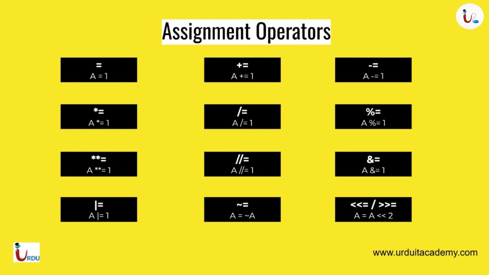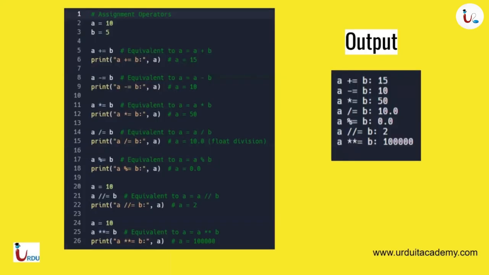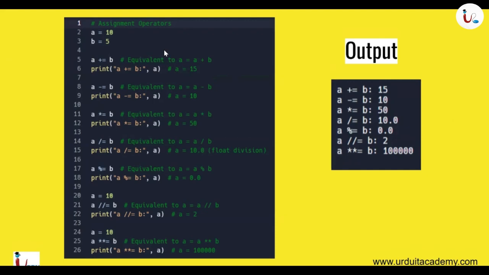Same way we have the exponent, floor division, and the bitwise operators as assignment operators. This is a sample program. We have values for A and B, and a random value. I just gave A equal to 10, B equal to 5. And I'm just using the assignment operator. First one is A plus equal to B.